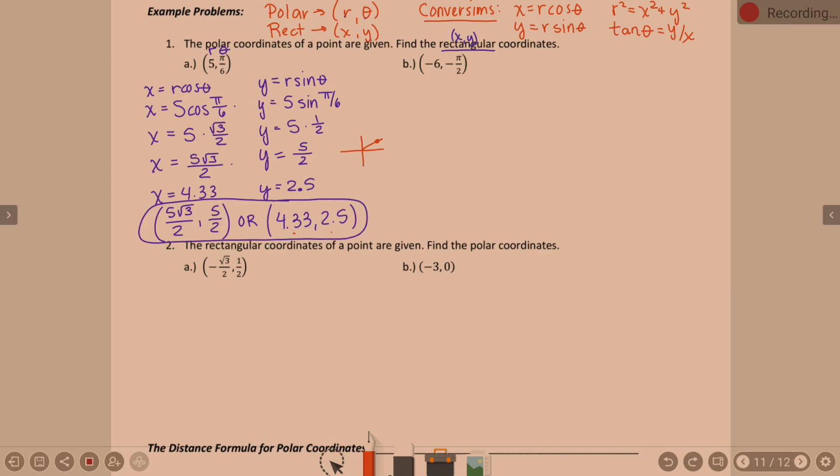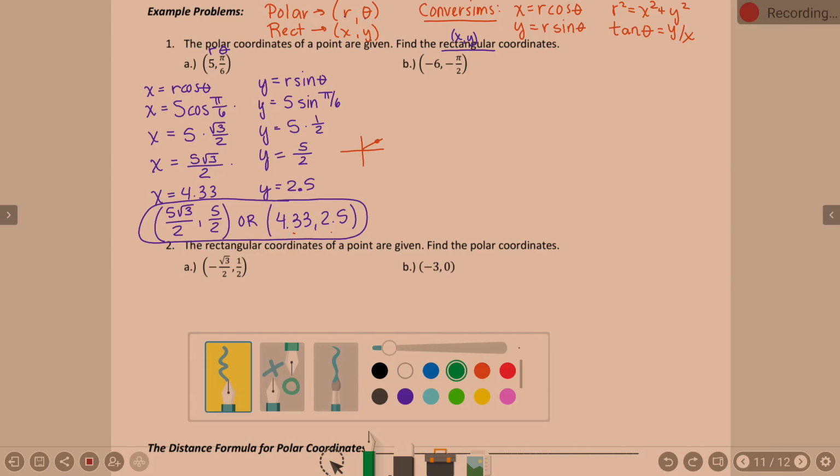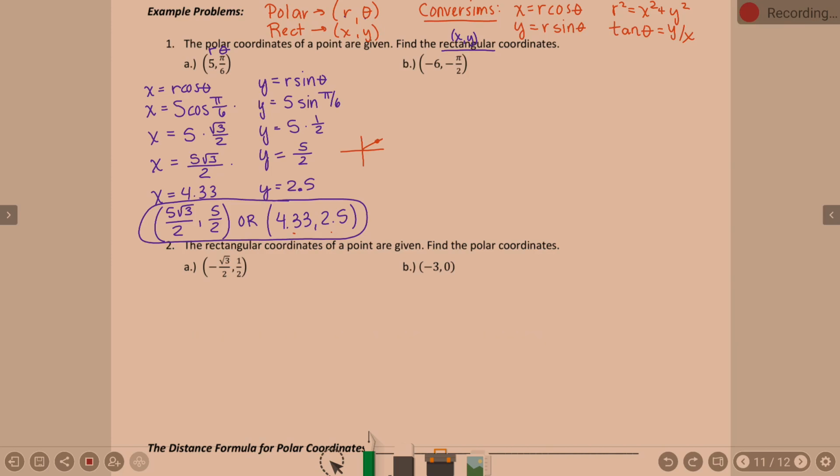A little bit different, so I still want to look at it. -6, negative pi over 2. Technically, I could argue we could do this one without formulas at all and just look at the graph, but let's start here. So this is my r and theta, yes? X is r cosine theta, so what's x going to be? -6 times cosine of negative pi over 2.